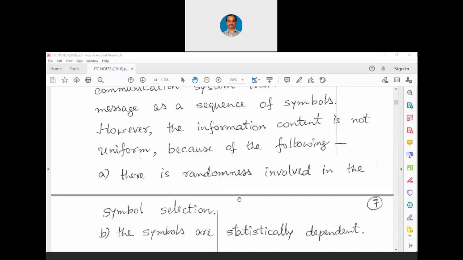Second thing is, the symbols are statistically dependent. This is a very important point.